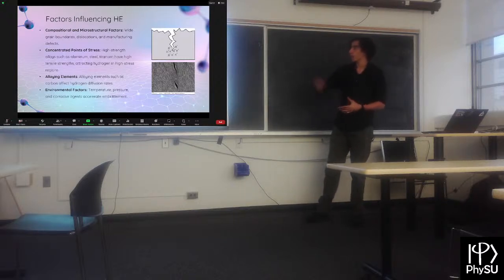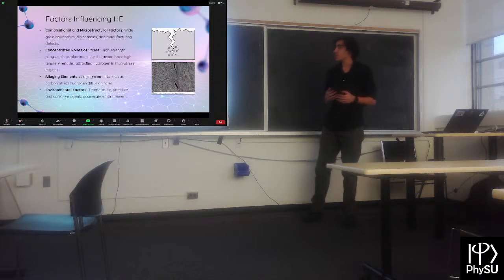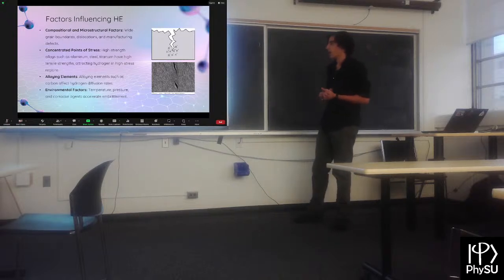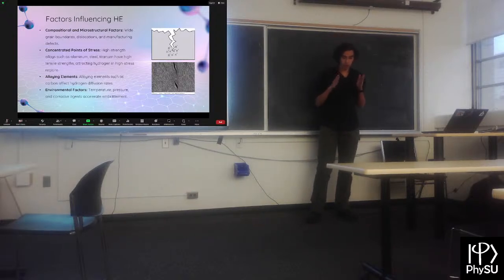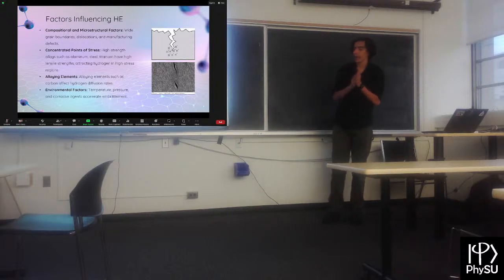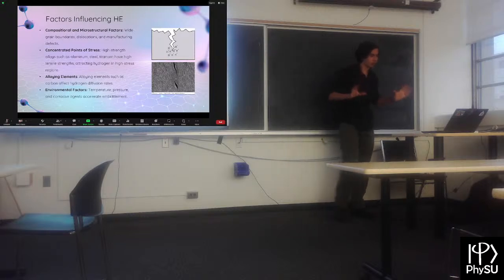And then we also have concentrated points of stress where high strength alloys like aluminum, steel, titanium all have high tensile strengths. So when you try to break them, it takes a lot of force to break these metals. There are certain points within the metal that have a lot of stress. They're concentrated with stress. And the hydrogen atoms tend to migrate towards these high stress regions for many reasons, but which don't cover the scope of this talk.